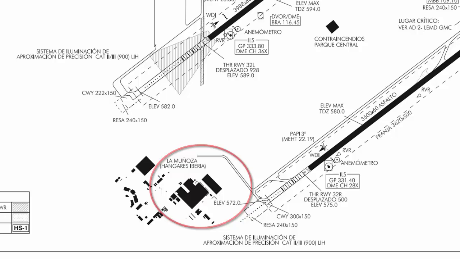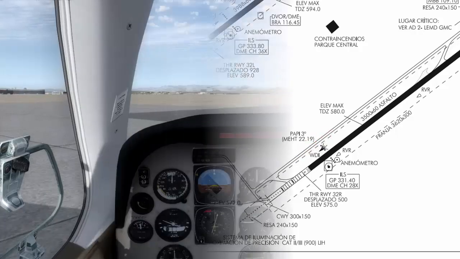I'm showing you the La Muñoza hangars, the Iberia hangars. That red aircraft is our aircraft, and that is the taxi we'll be doing to access the runway to take off.